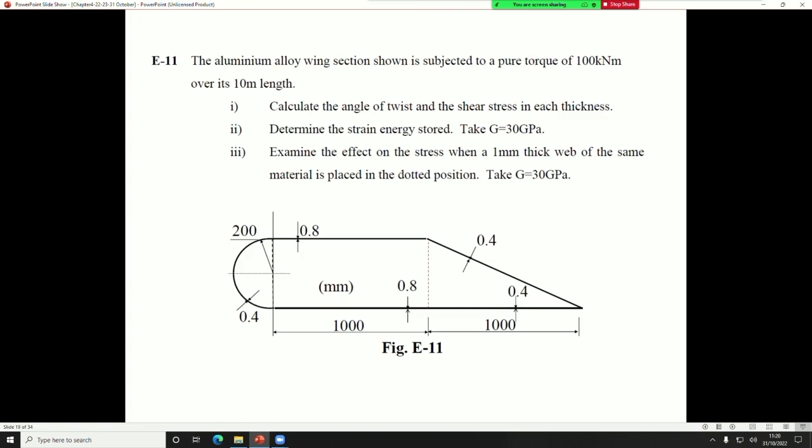Now the last part of the question is saying that, I think in this figure the dashed line is missing. So in the last part, I'm asking you to find the angle of twist and the shear stress in each thickness, if we have reinforced this structure by adding a vertical wall in the dotted position. I think your dotted position is not added to the figure. So if I add a reinforcement here, instead of having a single cell, we can change it to a double cell tube.